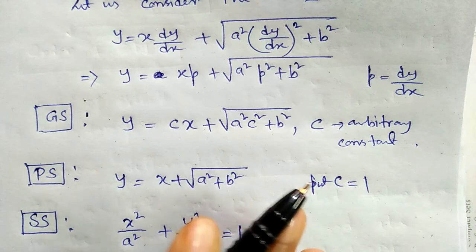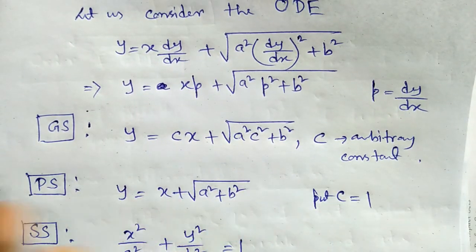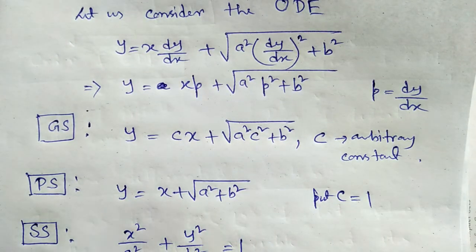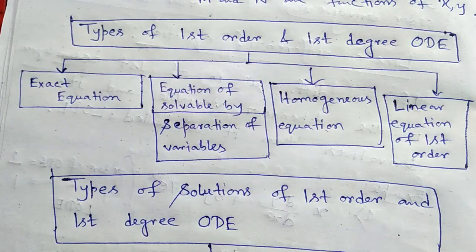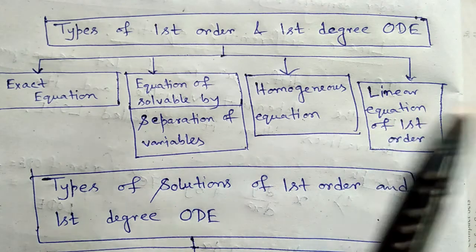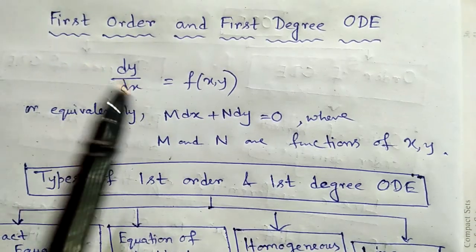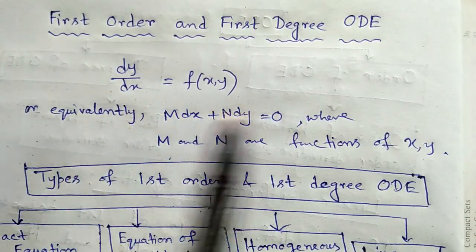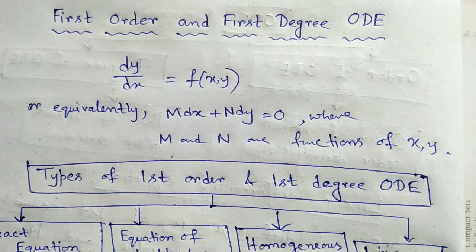Okay, so these are the three types of solutions, and these are the types of first order first degree ODE, and this is the general form of first order first degree ODE. In the next video we will discuss more interesting topics.